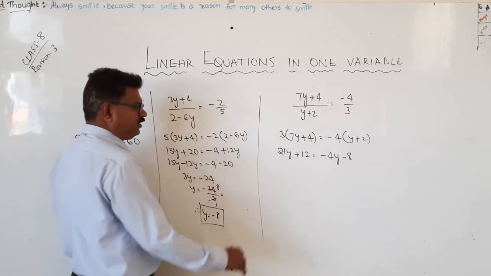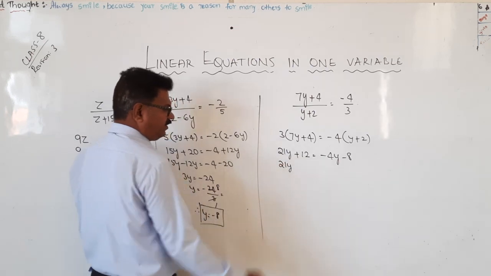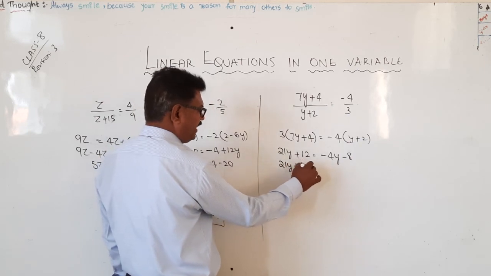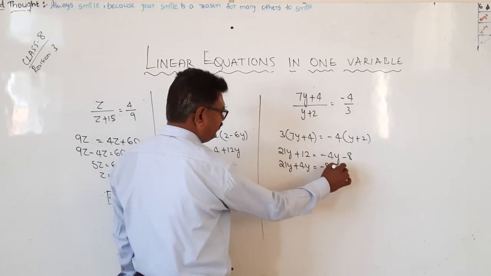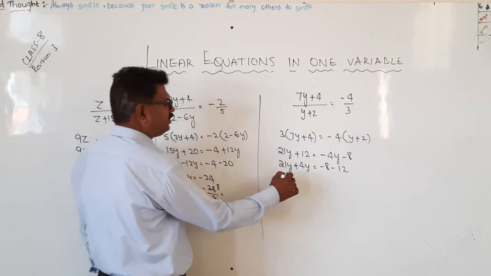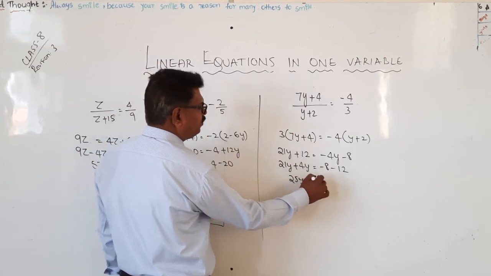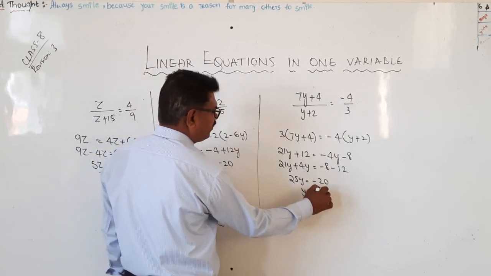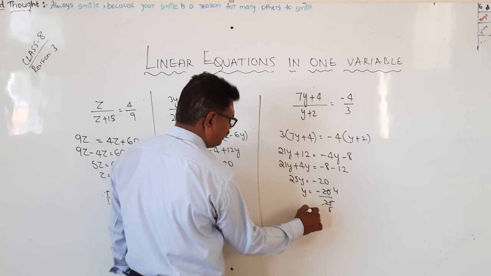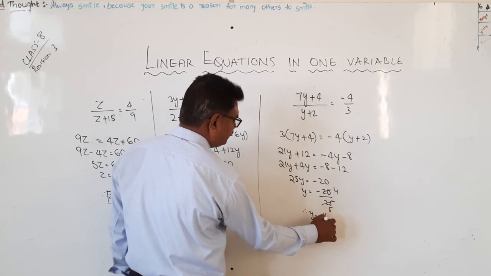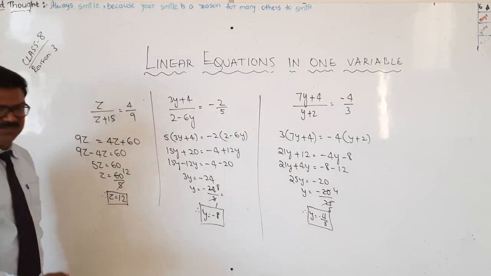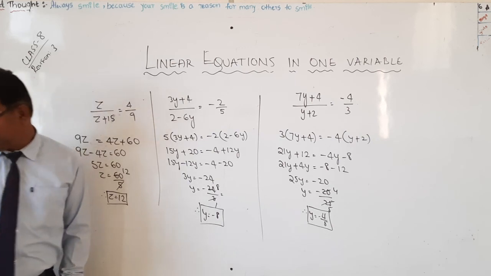Now 21y, and 4y, if it comes to the left side, becomes plus 4y, equal to minus 8 minus 12. So 21 plus 4 is 25y, equal to minus 20. Therefore y equals minus 20 by 25. 5 fives are 25, 5 fours are 20. Therefore y equals minus 4 by 5. Okay? So you will get problems like this. Did you understand? Yes.